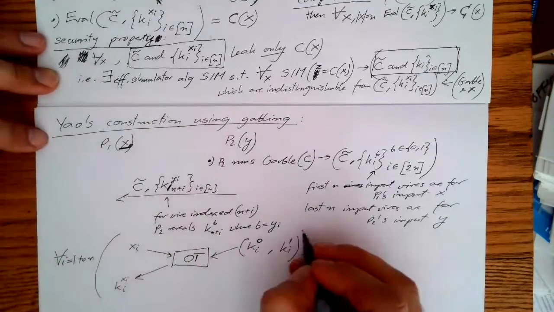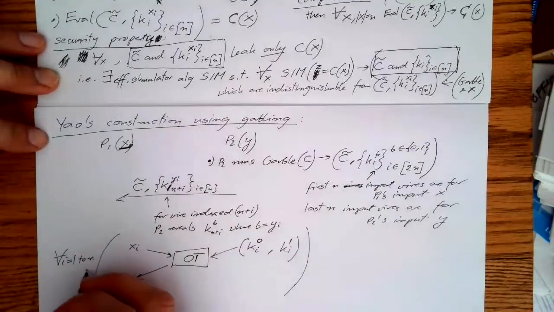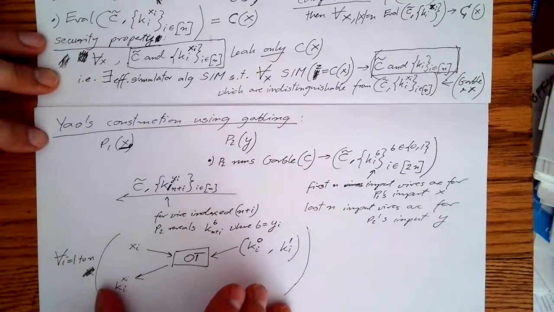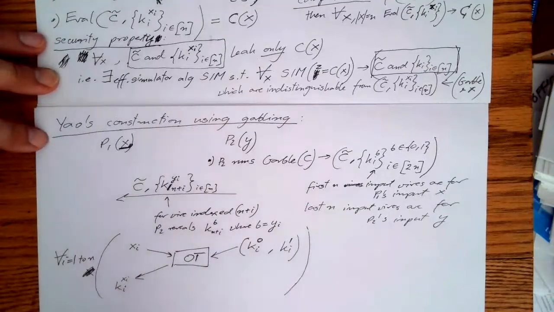And this is repeated in parallel for all n. And the OTs we have seen are secure in parallel.